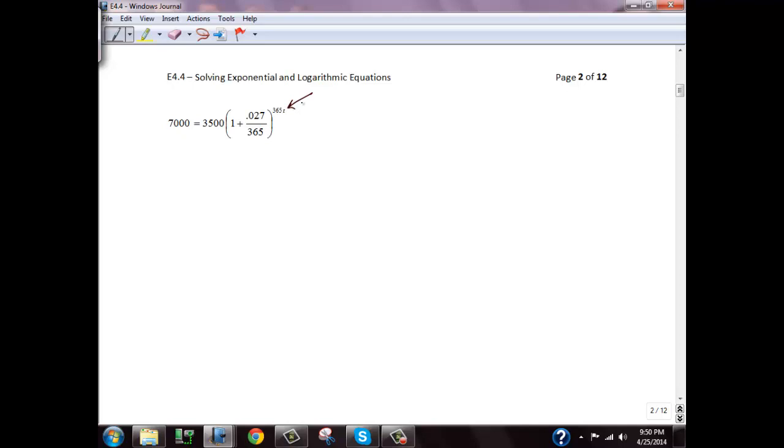So just like the last one where we had to divide off the 2 first, here I need to go ahead and divide off my 3,500 because it is not part of my exponential base. 7,000 divided by 3,500 is 2, is equal to 1 plus 0.027 divided by 365, raised to the 365t.